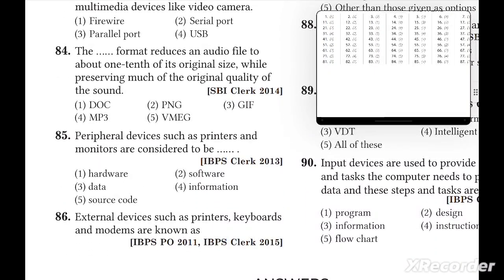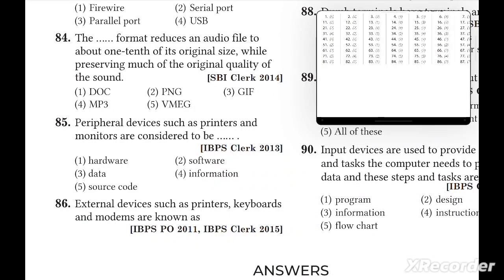Next, the dash format reduces an audio file to about 1/10 of its original size while preserving much of the original quality of the sound. First, DOC, second, PNG, third, GIF, fourth, MP3, fifth, MPEG. The correct answer is fourth, MP3.